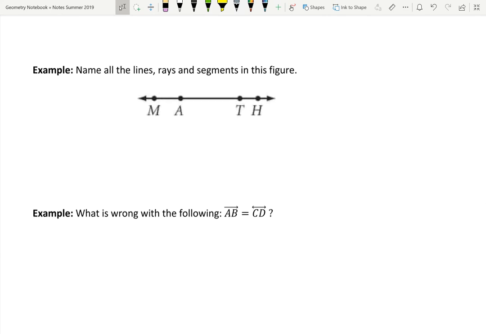So here's an example. Name all the lines, rays, and segments in the figure. There's quite a few of them. Let's start with the segments. Okay, so we have MA, we have AT and TH. We also have MT and MH. And then we have AH. Go ahead and finish the rays and the lines on your own.